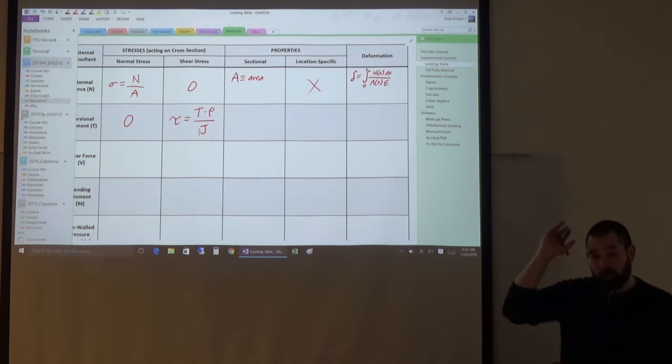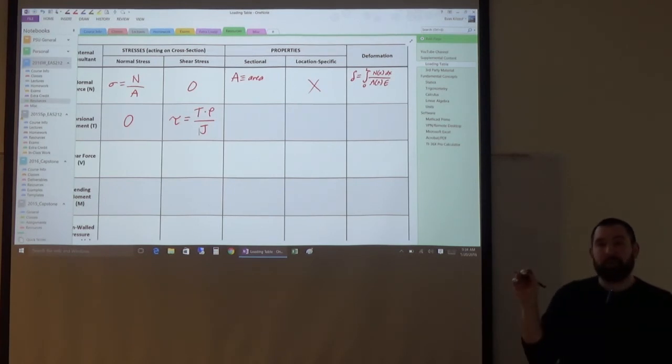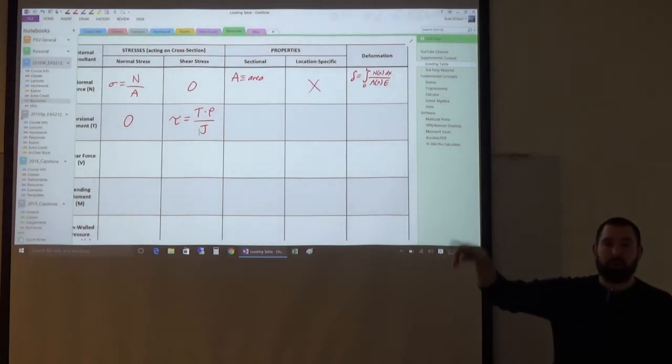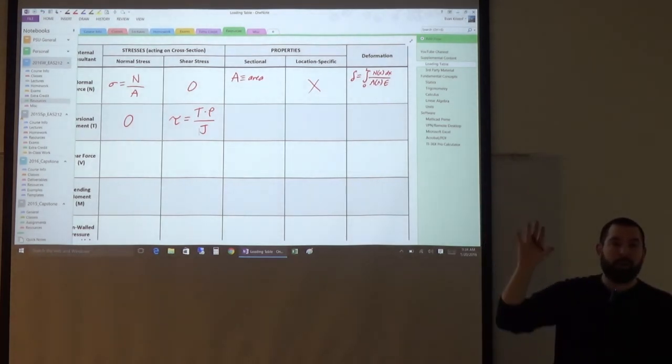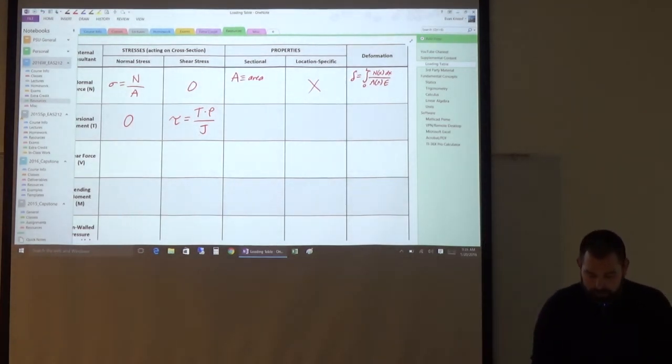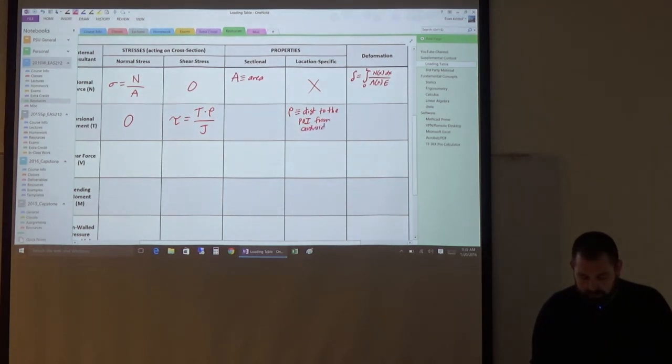And so rho is a location-specific property. It depends on where you are on the cross-section. You could be at the middle, you could be at the edge, you could be anywhere in between, and rho might change depending on where you are. And so I want to write down here just a note: rho equals the distance to the point of interest, I'll say POI, from the centroid of the cross-section.